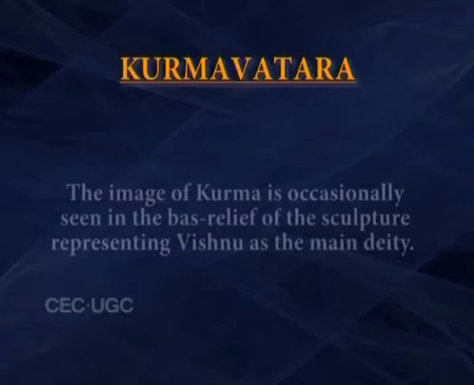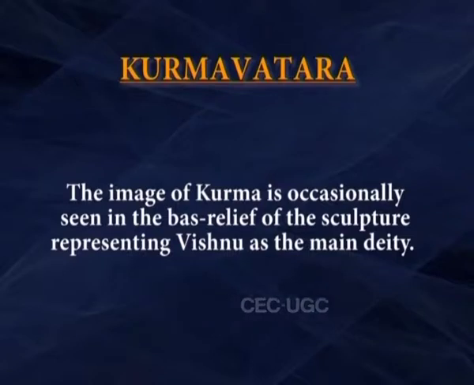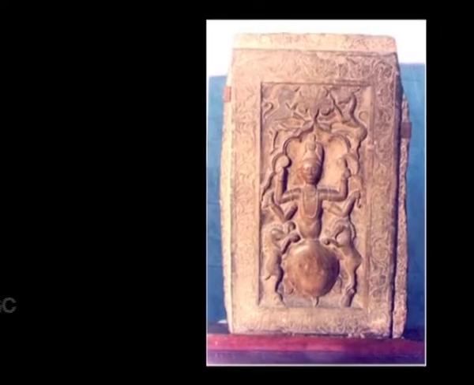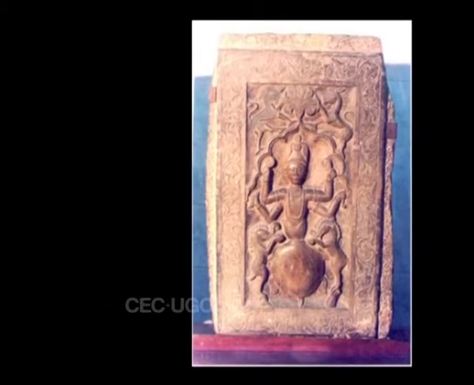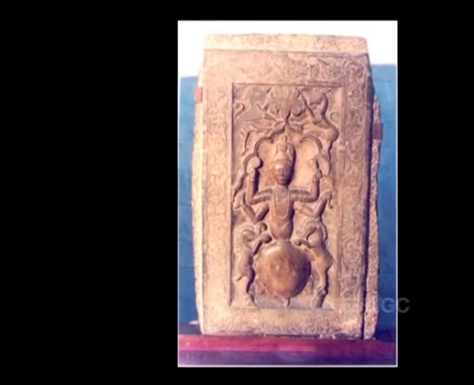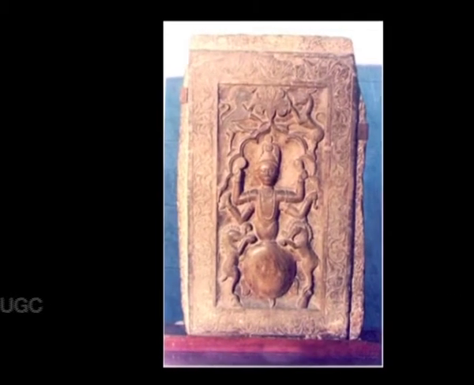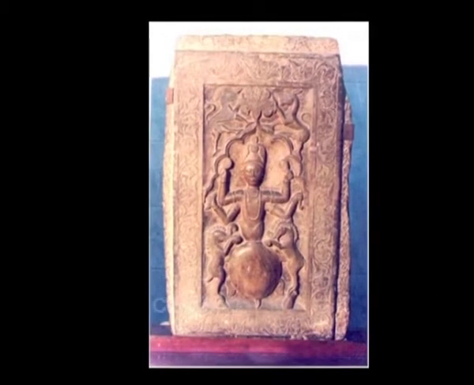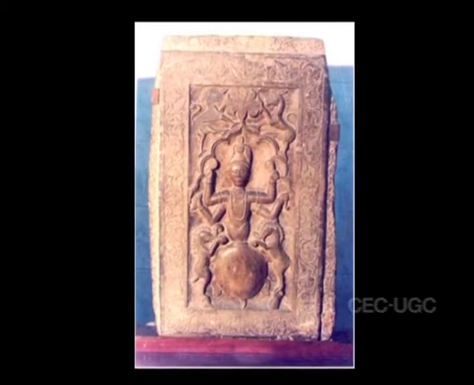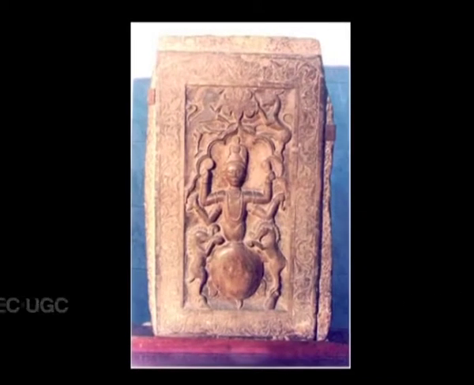Kurma Avatara. The image of Kurma is occasionally seen in the bas relief of the sculpture representing Vishnu as the main deity. It is generally represented in the simple tortoise form or along with the Sagar Manthan scene. The first type of image is found in the Mathura Museum and State Museum sculptures assignable to circa 10th century AD. One interesting example of Kurma Avatara is noticed at Garva fort, Allahabad.